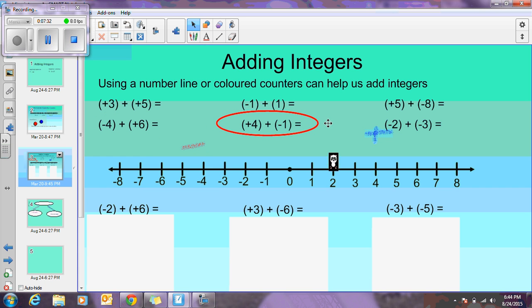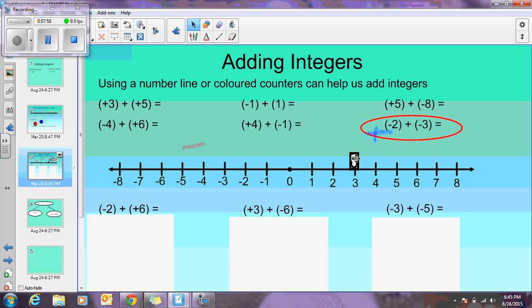Panda's over here. He starts at a positive 4, and he is going which way with a -1? Yep, he's going left. He's going left 1 space. So look where he ended up. Your answer is positive 3. Just this one is easy to think about with subtraction. 4 take away 1 is 3. That's basically what we're doing.